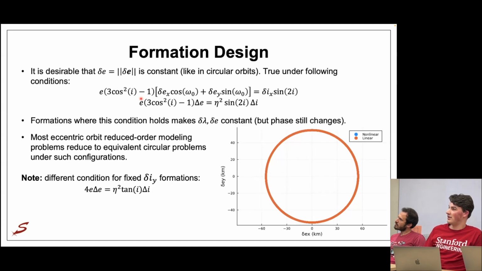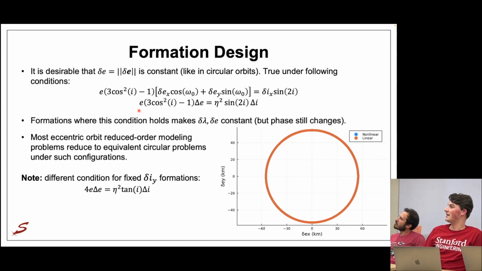And there's two conditions here. One is put in terms of ROEs and one is even simpler, put in terms of orbit element differences. And if this condition holds, delta E will stay at the same magnitude in that configuration. So that's a useful effect to have. We have side effects. Yeah, sure.